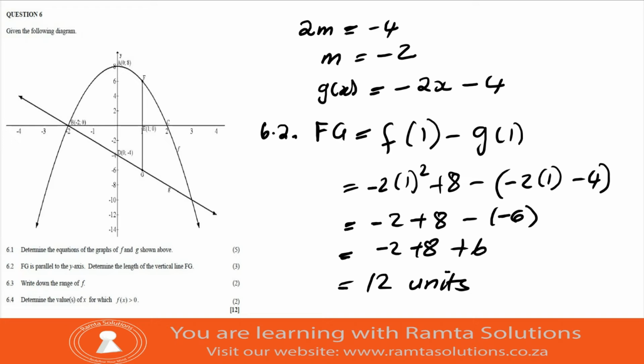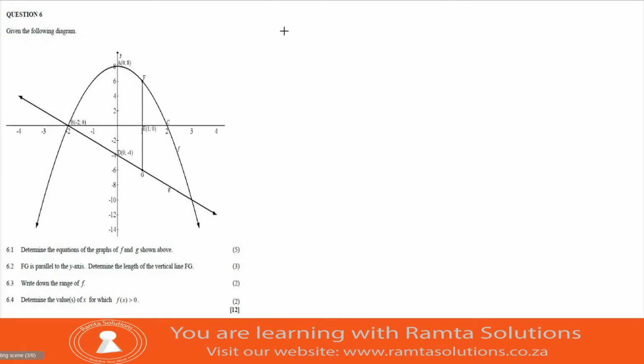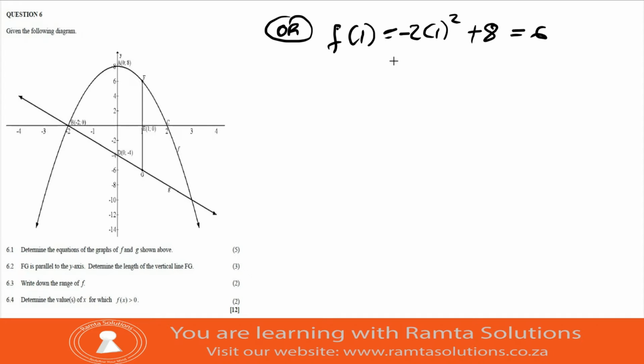I will say, let's look for f of 1. f of 1 is this point here, right? Because this is f of x and the x value is 1. We are given that the x value is 1. What is it? It is minus 2 into 1 squared plus 8. This is 6. We can conclude and say point F has coordinates (1; 6), right?